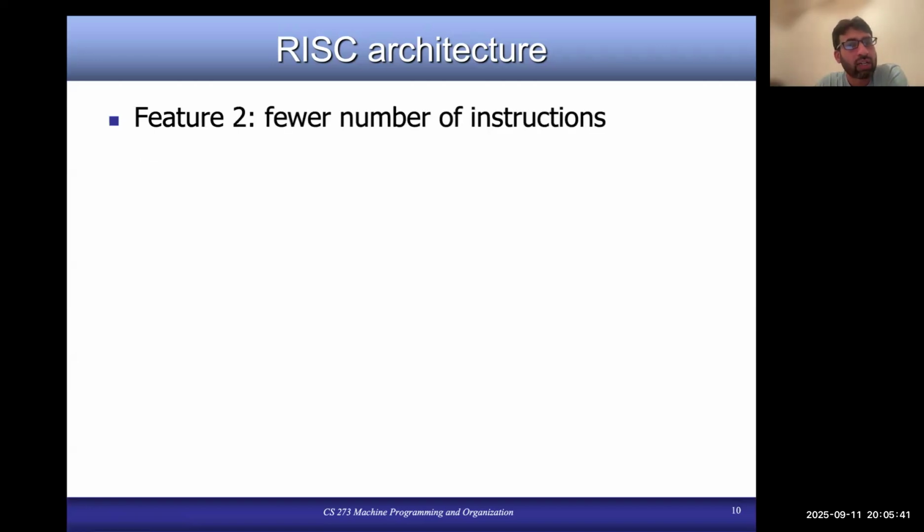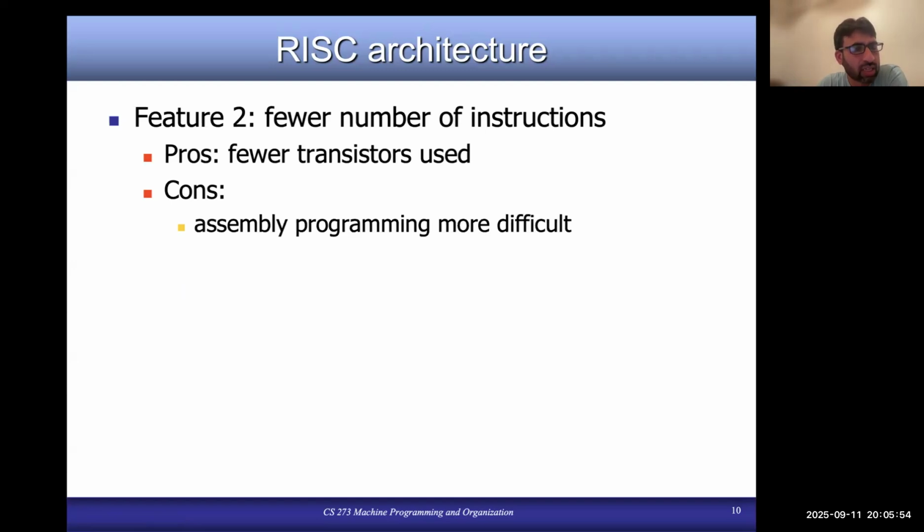Okay, so we have already talked about this feature that RISC has fewer number of instructions, which basically means that when you are designing this type of architecture, you need fewer transistors. But then assembly programming becomes more difficult. Why? Just like I have shown you, to do the multiplication 4 times 3, you need to write 3 add instructions to do the same thing, which you can do using a single instruction in CISC. And it also takes more memory.